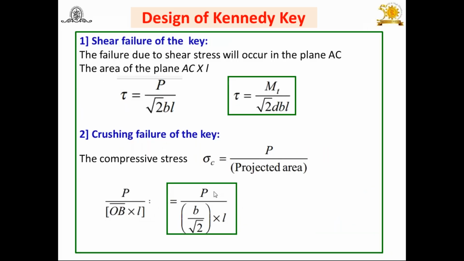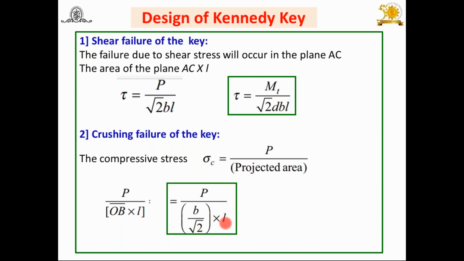So after calculating it, what will you get? This OB is nothing but B under root 2. Try to understand. You can do it. So you will get B under root 2 into L. The compressive stress sigma C is equal to P upon B under root 2 into L.